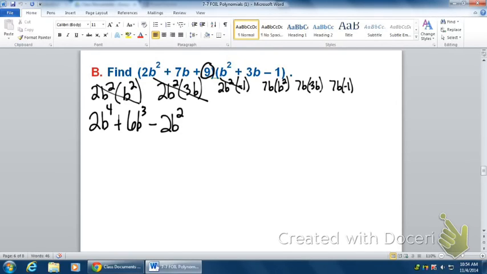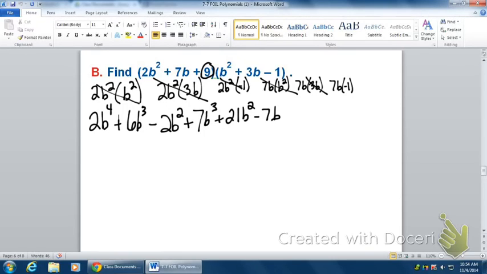Next up, I got a 7b times a b squared. That's going to give me b to the third. Remember, add those exponents when you're multiplying. Okay. Now I got a 7b times a 3b. That's going to give me a what? Yeah, good job, Carlos. Okay. And lastly, I have a 7b times a negative 1, which gives me a negative 7b.